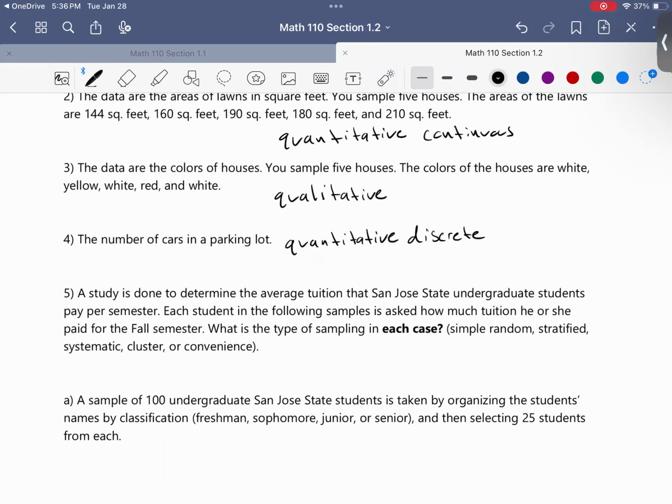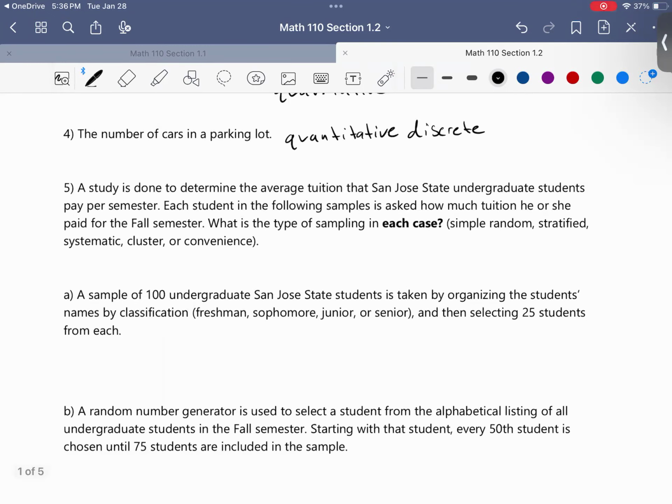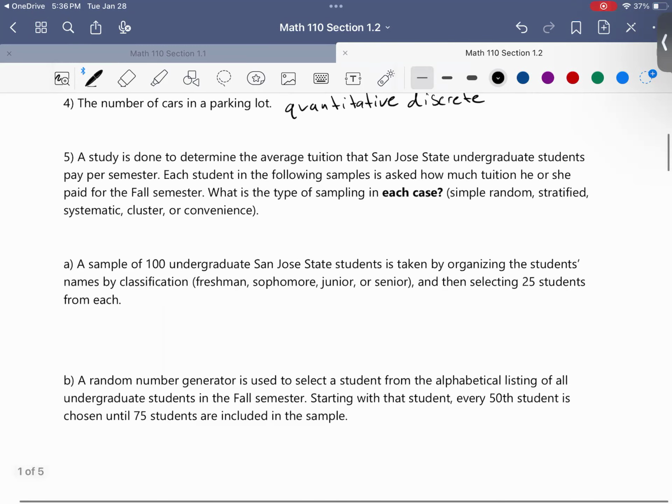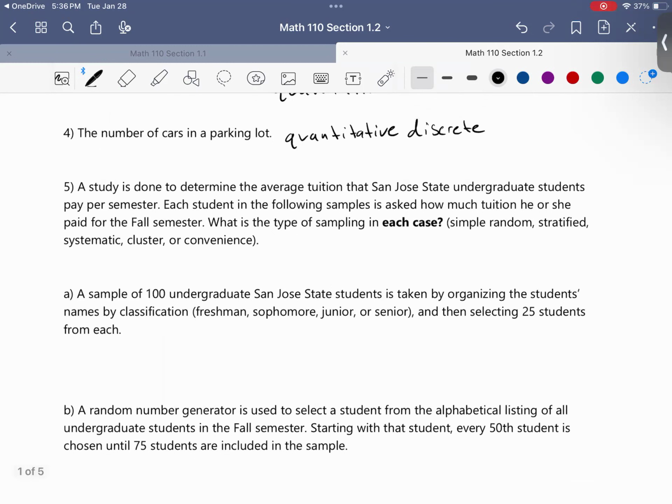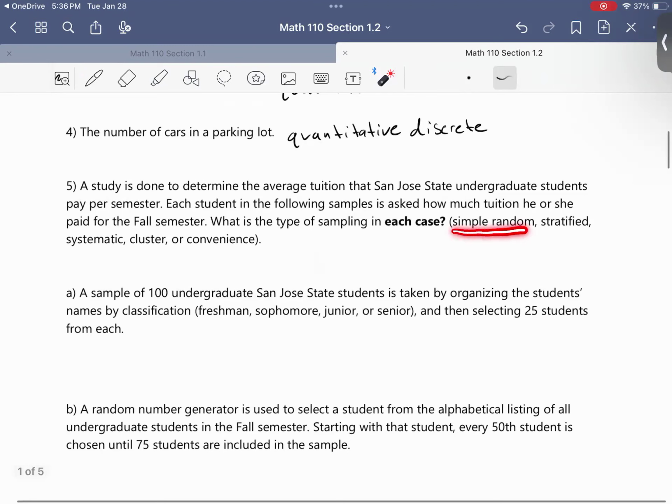Okay, let's move on to number five. Five has a couple of parts, A through E. A study is done to determine the average tuition that San Jose State undergraduate students pay per semester. Each student in the following samples is asked how much tuition he or she paid for the fall semester. What is the type of sampling in each case? It would be simple random, stratified, systematic, cluster, or convenience.